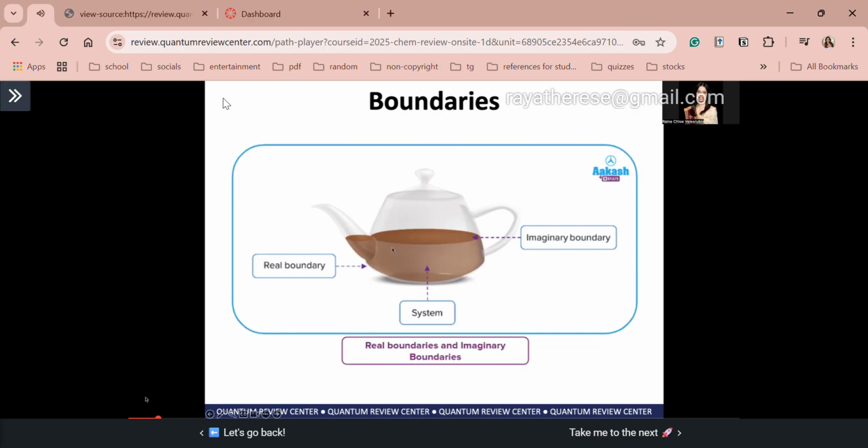However, when we say there's a small portion of the tea, so for example, nandito siya. Okay? Kunwari, yan yung system natin. So, yung boundaries ng system na iyan are imaginary. Kasi hindi naman sila nag-exist in reality.